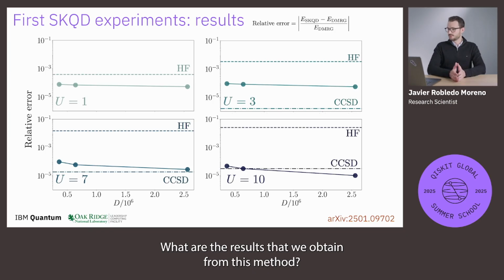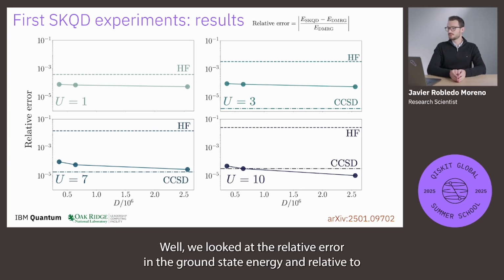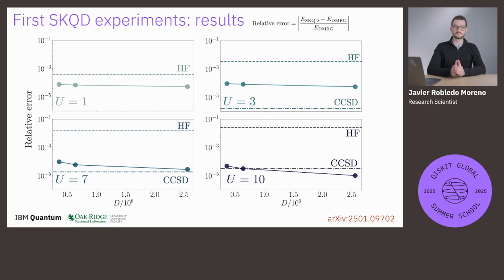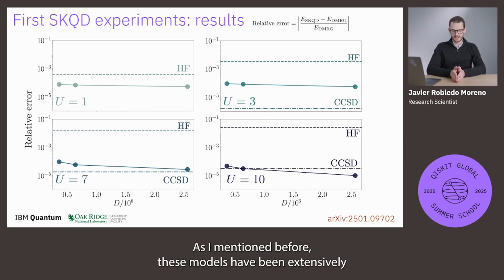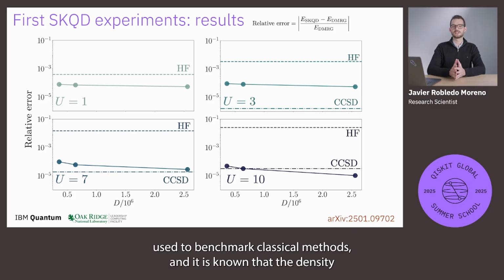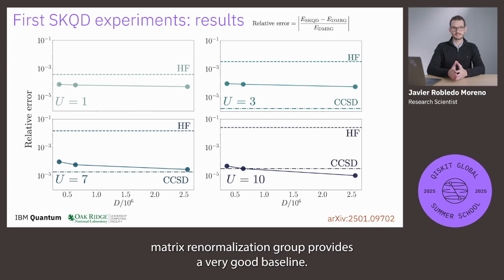What are the results that we obtained from this method? Well, we looked at the relative error in the ground state energy relative to the DMRG energy. As I mentioned before, these models have been extensively used to benchmark classical methods, and it is known that the density matrix renormalization group provides a very good baseline.